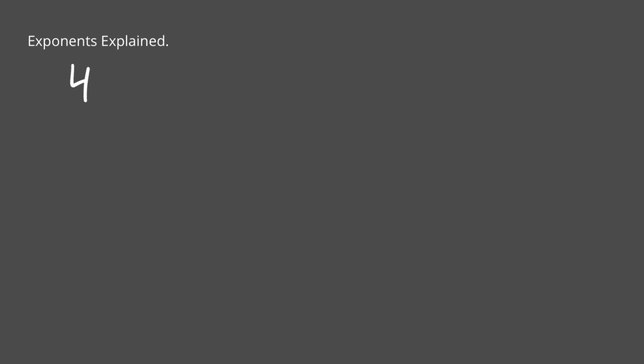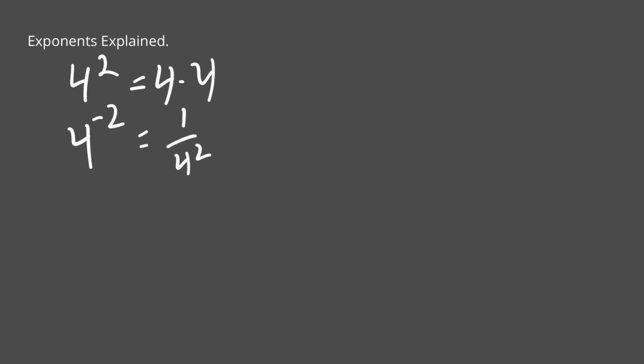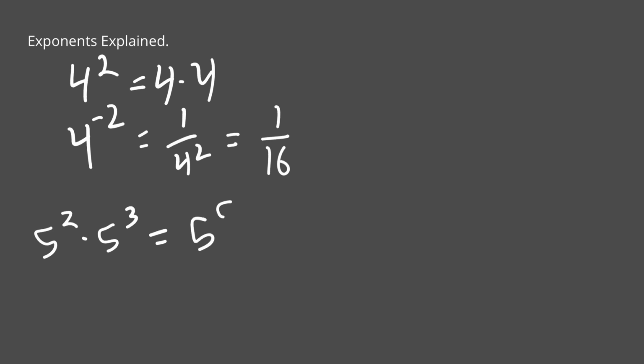For example, if I give you 4 squared, you should know that that's 4 times 4. If I give you 4 to the power negative 2, you should know that that's the same thing as 1 over 4 squared, or 1 over 16. Also, if I give you 5 to the power of 2 times 5 to the power of 3, you should know that you add the exponents, and that gives you 5 to the power of 5. And lastly, if I gave you 5 squared times 5 to the negative 3, that gives you the same thing as 5 to the negative 1, or 1 over 5.